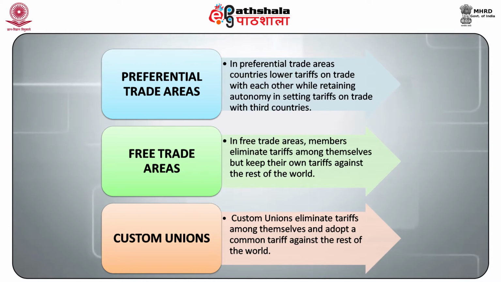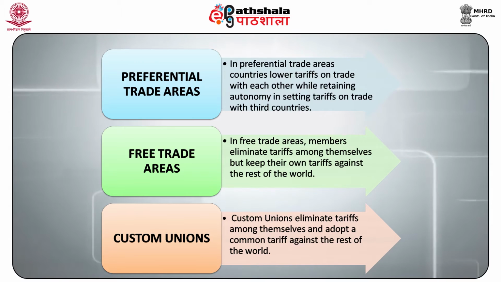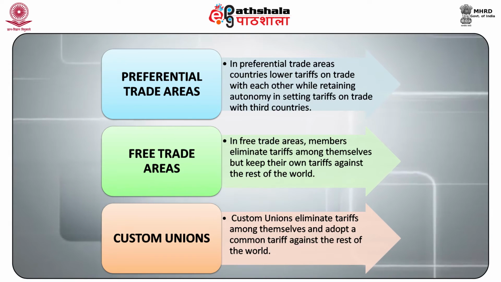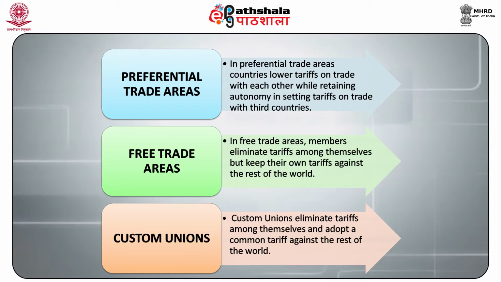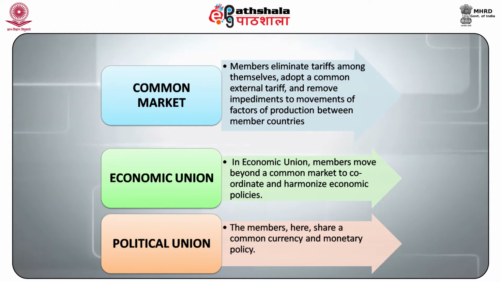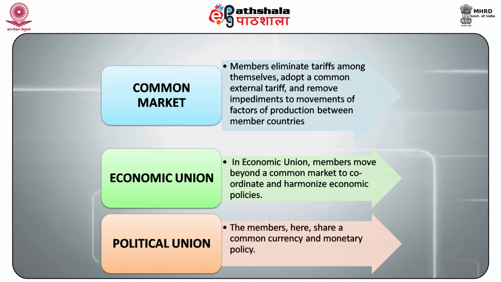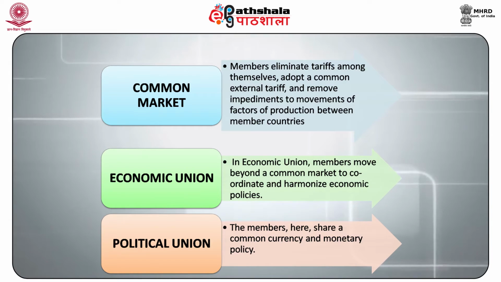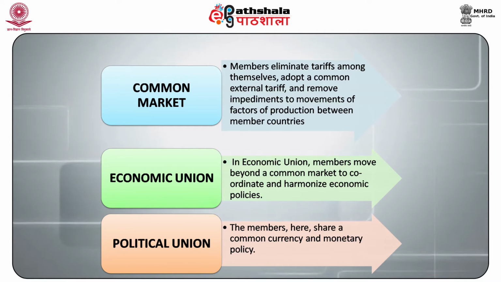A customs union eliminates the tariffs amongst themselves and adopts a common tariff against the rest of the world. Mercosur, the Andean Pact, the American Common Market and so on are examples of a customs union. Then comes the next stage, which is the common market. Members eliminate tariffs amongst themselves, adopt a common external tariff and remove impediments not only to trade but to all other factors of production amongst the member countries. This is the case with the European Economic Community.